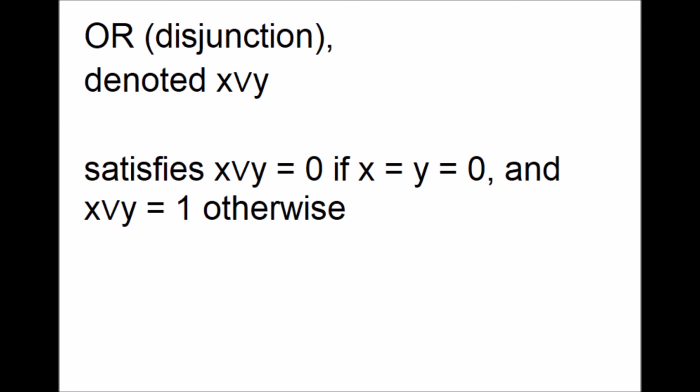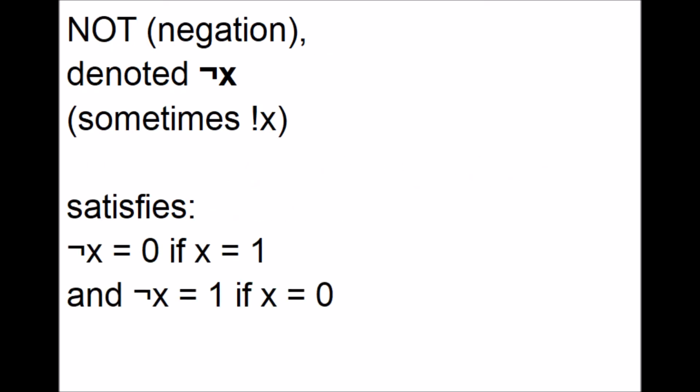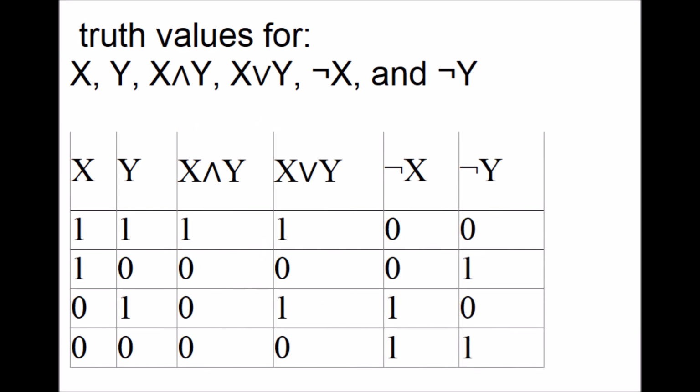And finally, we have negation, denoted by this symbol, and it satisfies not x equals 0 if x is 1, and not x equals 1 if x is 0. 3. The above can be represented by a table of truth values for x, y, x and y, x or y, not x and not y. See the table provided.